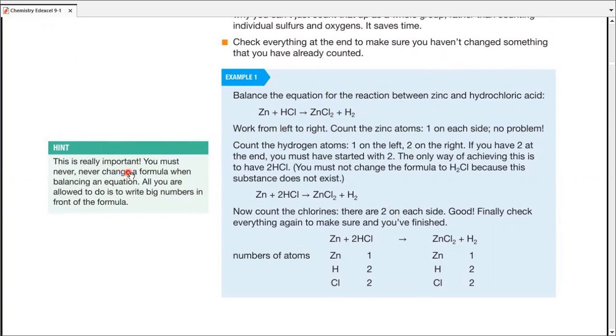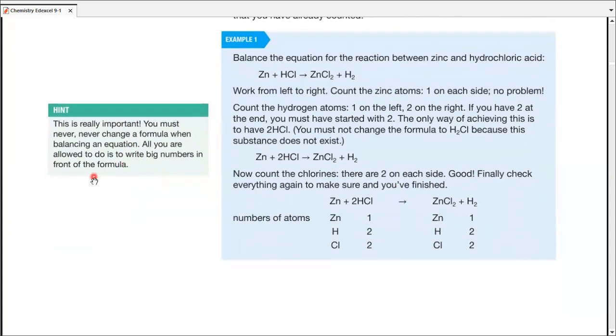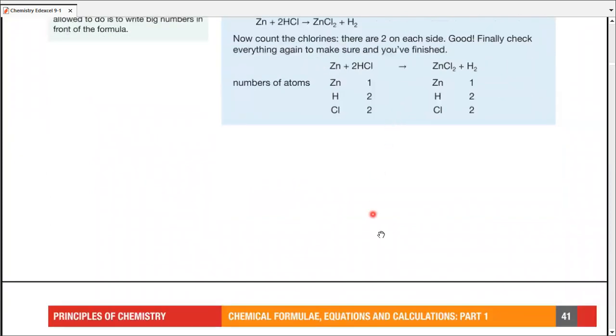One most important thing, you can never change a formula. You cannot write numbers in between a formula. You cannot change the subscripts. You cannot change the position of parentheses as you please. All you're allowed to do is to write big numbers in front of the formula as coefficients, and that's about it.